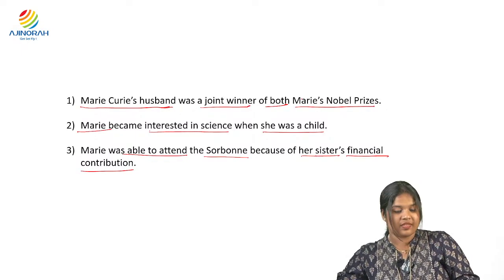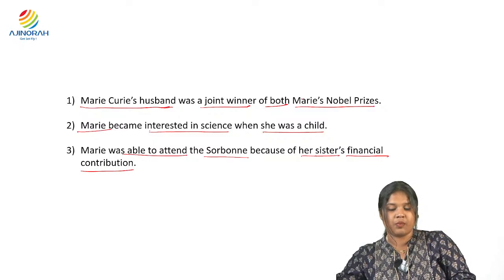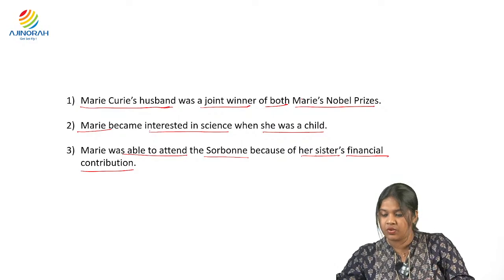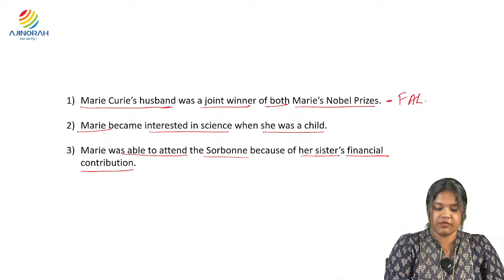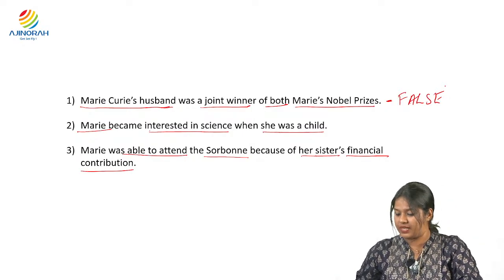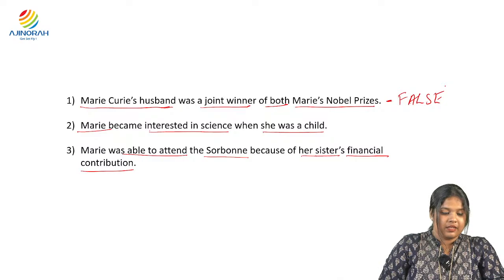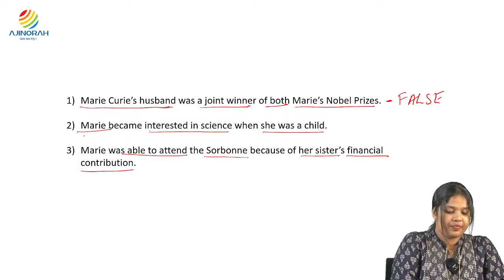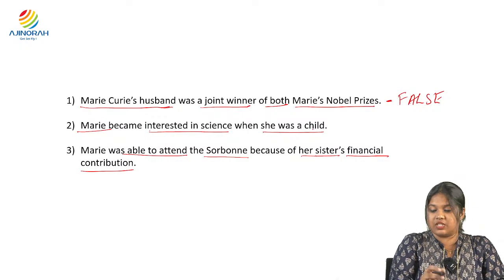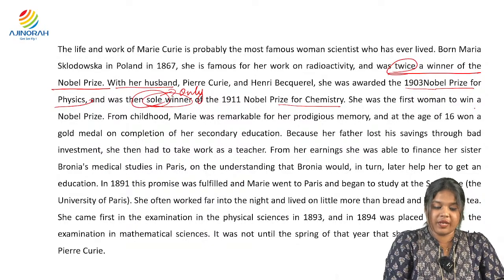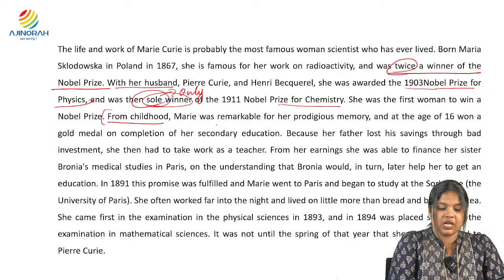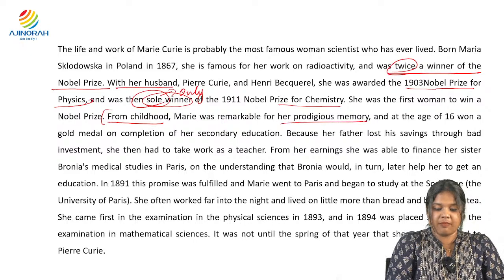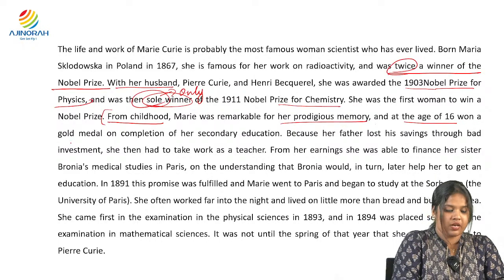Marie Curie's husband was a joint winner. No, right? Because she got both the awards, not with her husband. One award she won solely, she was the only winner of one award. So the statement is false. This is a true, false, not given question, so it's a false. Then comes the second question: Marie became interested in science when she was a child. From childhood, Marie was remarkable for her prodigious memory, and at the age of 16 won a gold medal on completion of her secondary education.